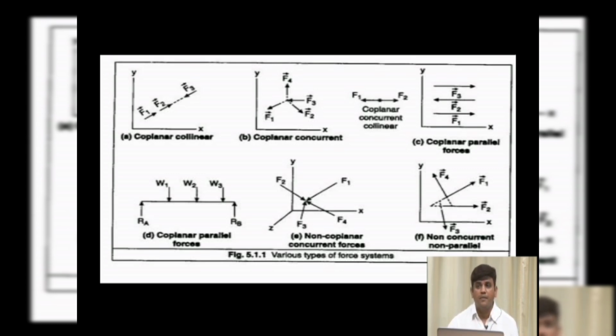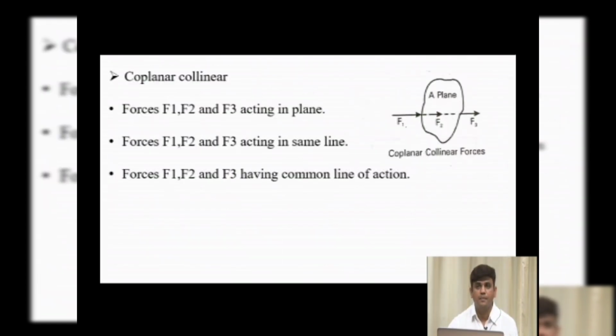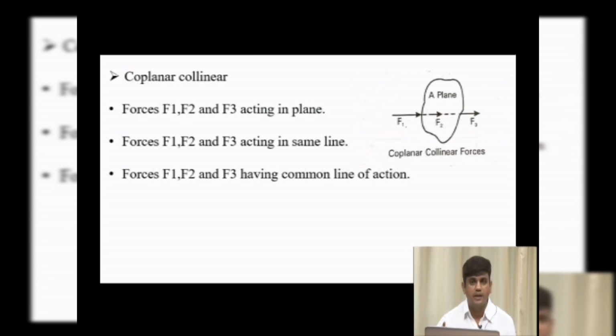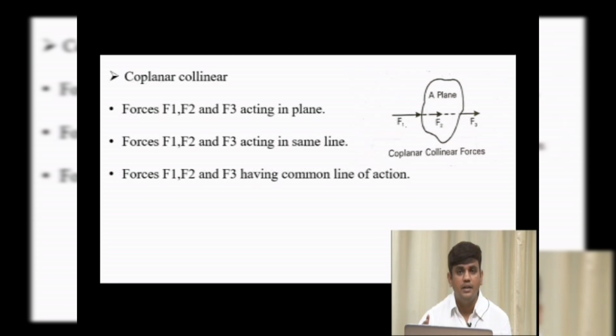Coming to F, non-concurrent, non-parallel. It applies to coplanar. Here neither are they parallel, nor do they meet at a point, or come from a point. Let us study one by one. As I told you, under coplanar we have collinear, concurrent, parallel and non-concurrent, non-parallel. These are the subsystems of a coplanar system of force.